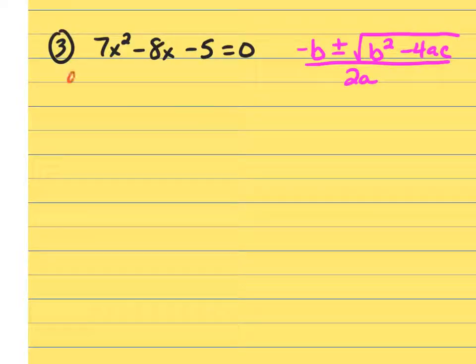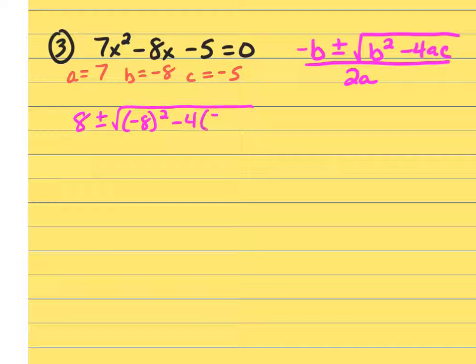On number 3, the first step again is always to label my a value as 7, b value is negative 8, and c value is negative 5. Once I establish my a, b, and c, I'm going to plug those into the quadratic formula. Instead of negative b, negative 8, I'm just going to rewrite that as positive 8, plus or minus square root of b squared, which is negative 8 squared, minus 4 times a, which is 7, times c, which is negative 5, all divided by 2 times a, which is 2 times 7.